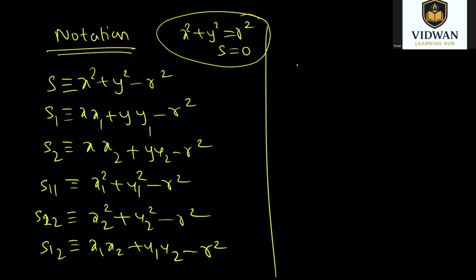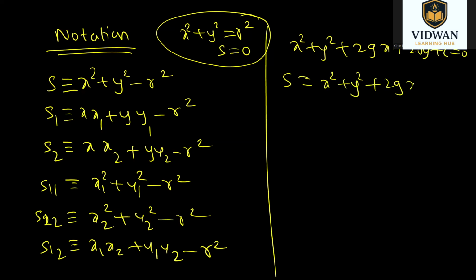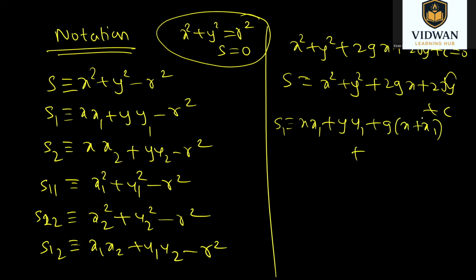Similarly, if I change the circle, for example, a circle of the form x square plus y square plus 2gx plus 2fy plus c equal to 0, if I want to write the notation for this, S is the expression without the 0. So x square plus y square plus 2gx plus 2fy plus c would represent S. And what would be S1? Write x square as x into x, replace one x with x1. Write y square as y into y, replace one y with y1. And 2gx is g into x plus x, because 2x is x plus x, replace one x with x1. 2fy is f into y plus y, replace one y with y1, plus c.